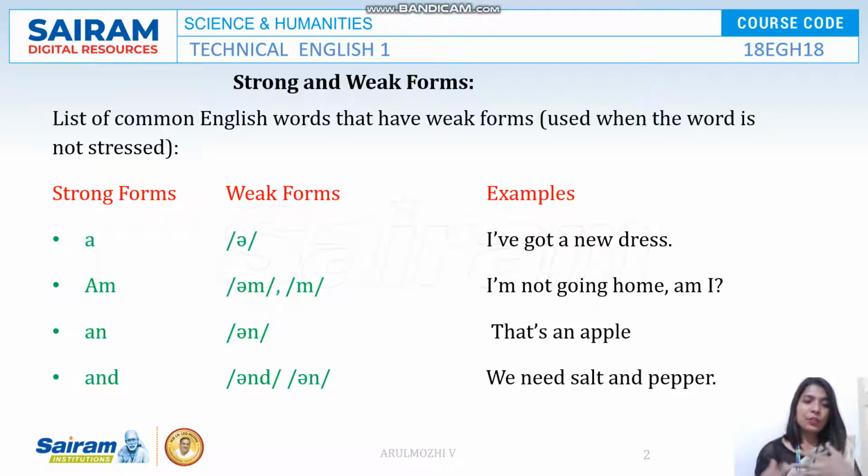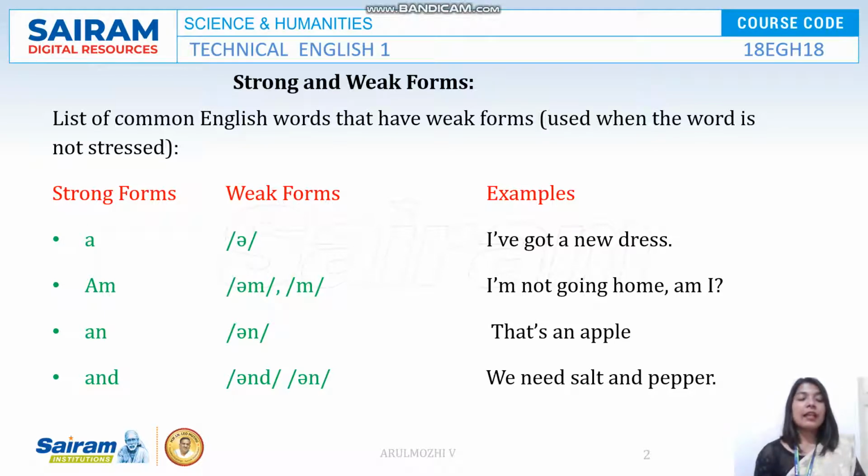What are the words that have weak forms? Articles, prepositions, conjunctions, pronouns, they all have weak forms. Likewise, be verbs, auxiliary verbs, modal verbs, they all have weak forms. Let's go and check them one by one.